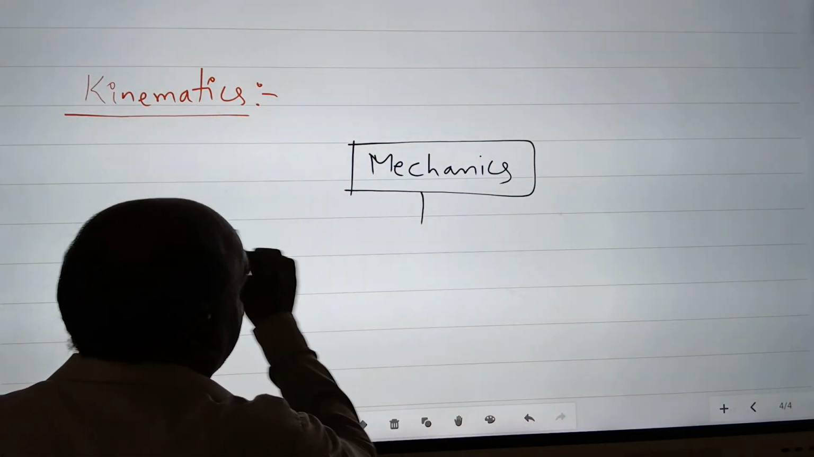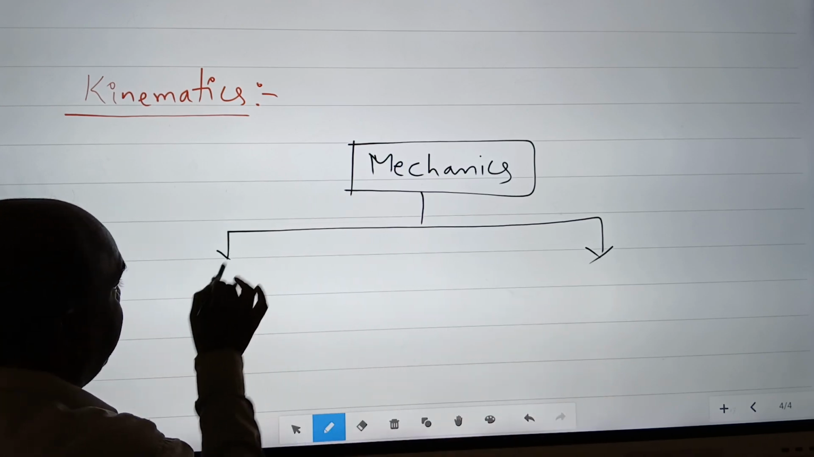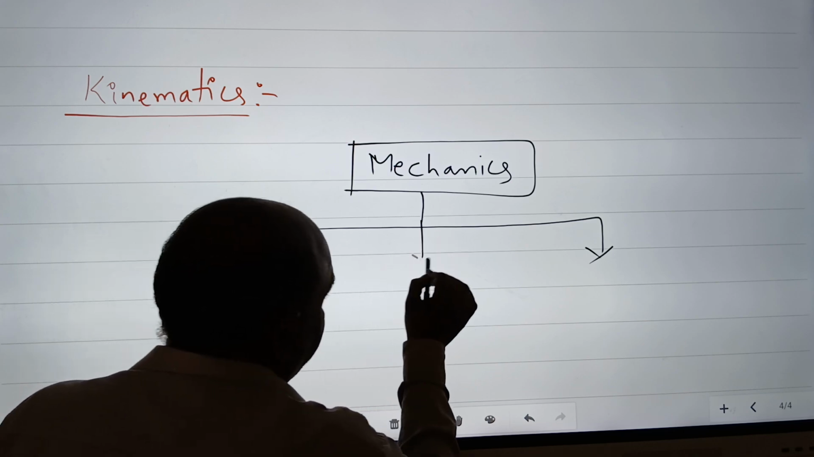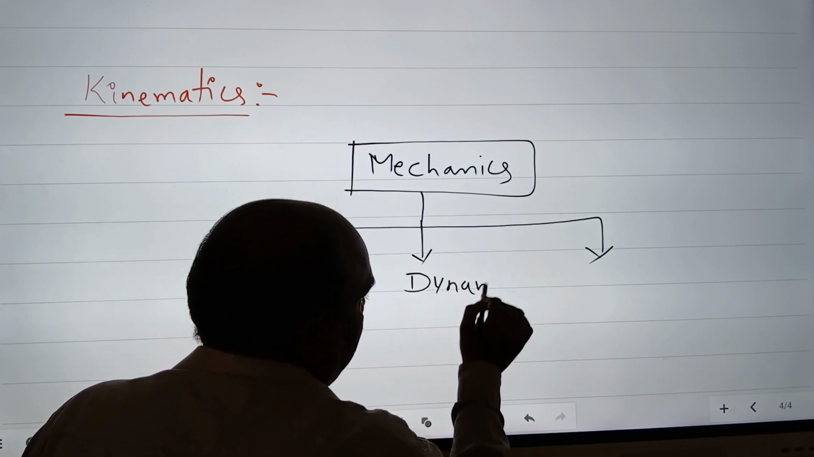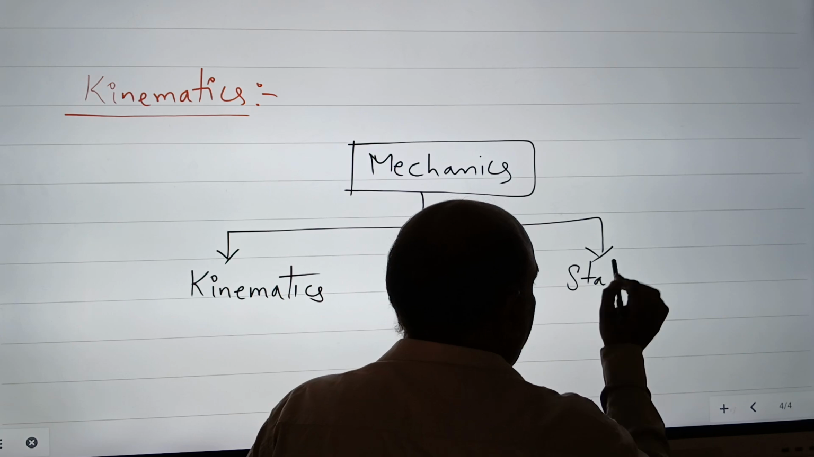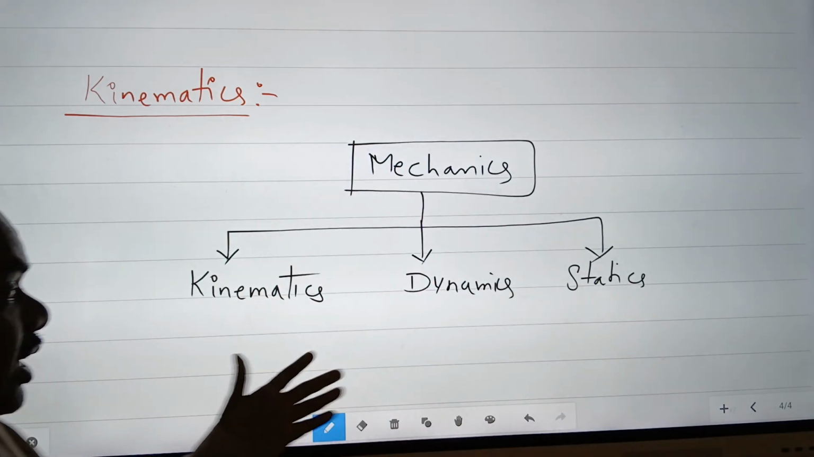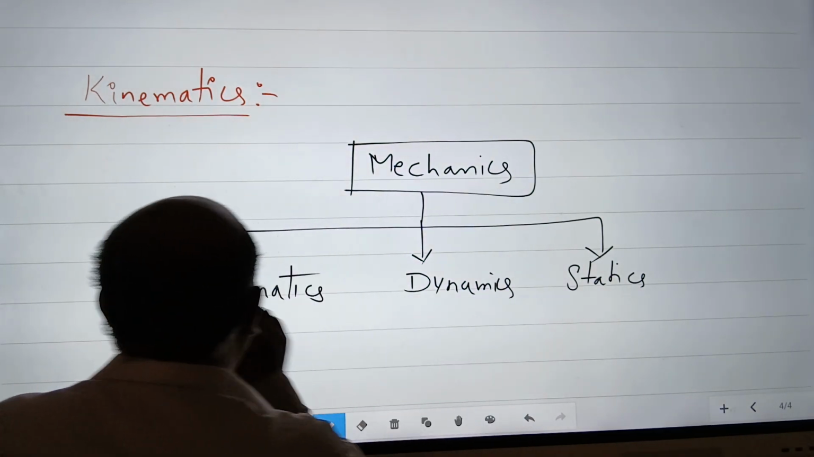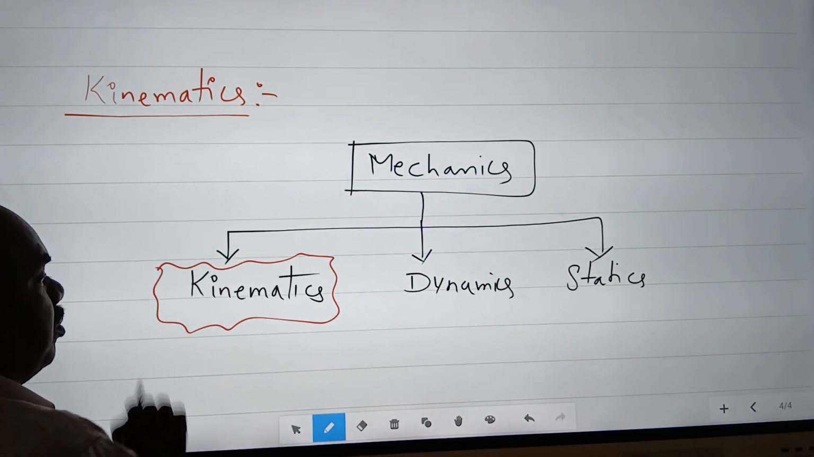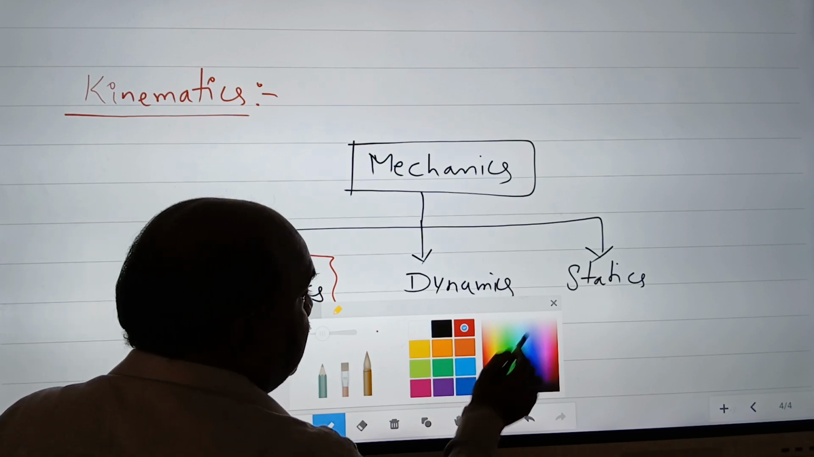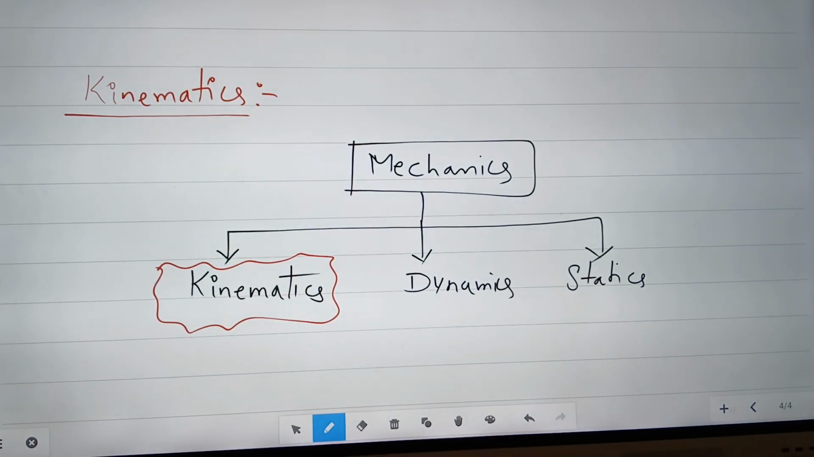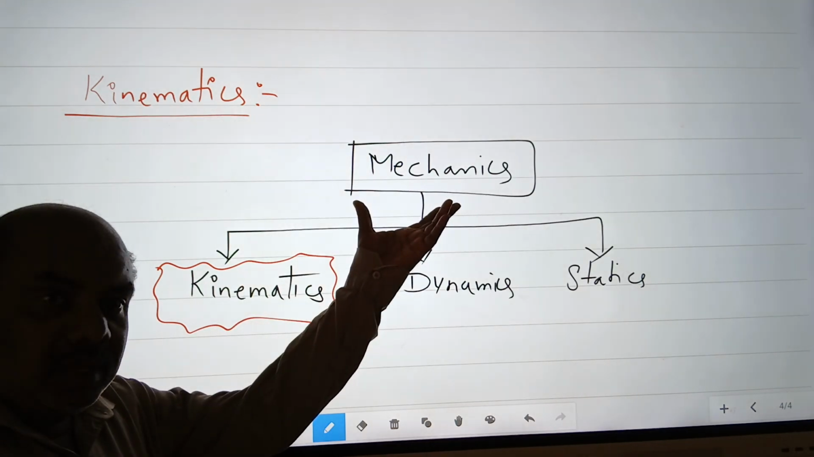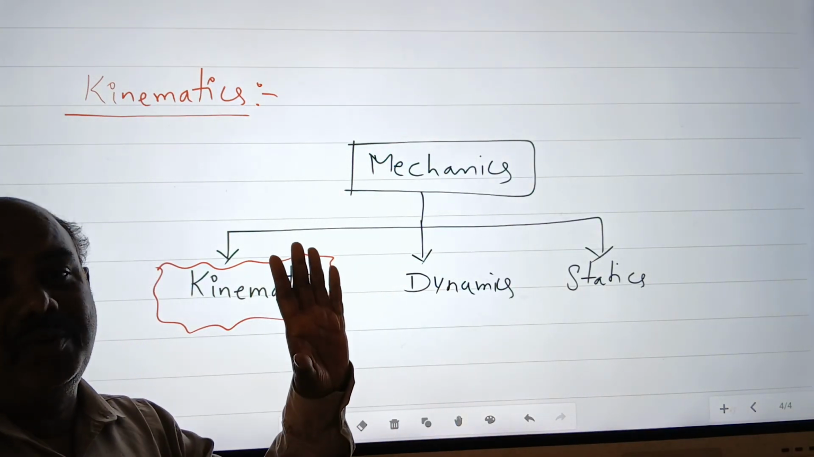Mechanics is generally classified into three parts. Number one, kinematics. Number two, dynamics. Number three, statics. Mechanics is classified into three types: kinematics, dynamics, and statics. What is meant by kinematics? Kinematics is the study of motion of a body, not considering the cause of motion. What is meant by this statement? Kinematics is the branch of mechanics which deals only with the study of motion of a body.